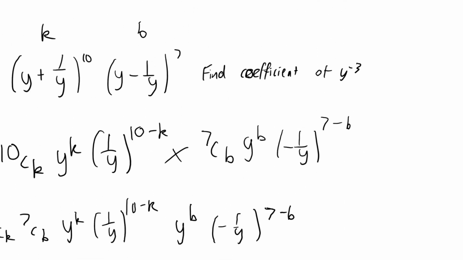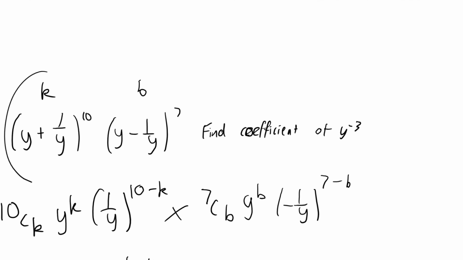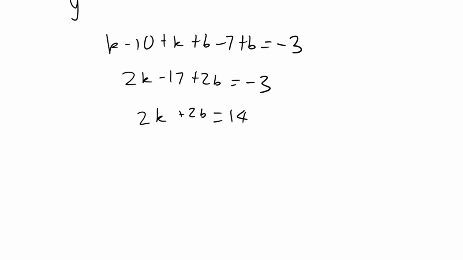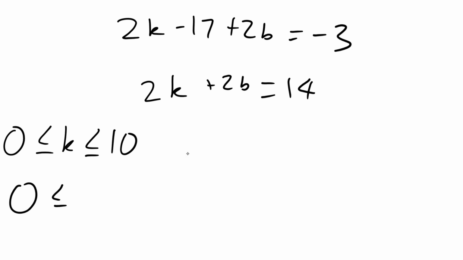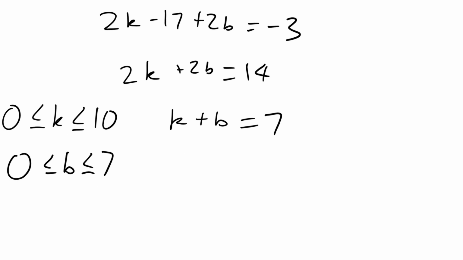As you remember, our k equation was to the power of 10 and b was to the power of 7. For the next step we're going to try and find values of k and b that add up to 14, but we must remember that k has to be between 0 and 10 and b has to be between 0 and 7 because of their degrees. So keeping that in mind, we're going to divide this by 2, get rid of the 2 on both sides, so k plus b is equal to 7, and we're going to find a bunch of combinations for k and b that add up to 7.